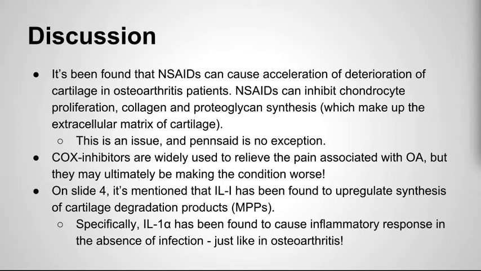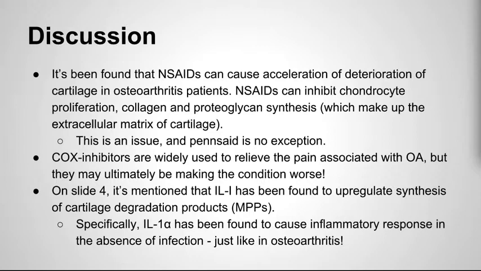So let's talk about this now that you've got a pretty solid background on osteoarthritis and NSAIDs in general. One of the biggest drawbacks, even bigger than the stomach issues, is that NSAIDs actually cause the acceleration of deterioration of cartilage in osteoarthritis patients. NSAIDs do this by inhibiting chondrocyte proliferation, inhibiting collagen synthesis and proteoglycan synthesis. As you know, that makes up the extracellular matrix of the cartilage. So this is an issue, and Pennsaid is not immune to that issue. It's a part of the problem.